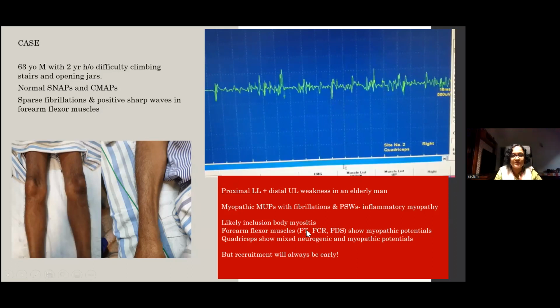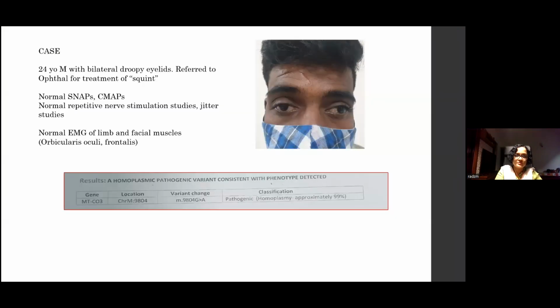But remember, recruitment will always be early. So recruitment is something that you can use to differentiate between the chronic myopathies and chronic neurogenic processes.